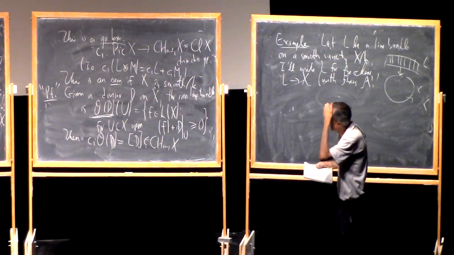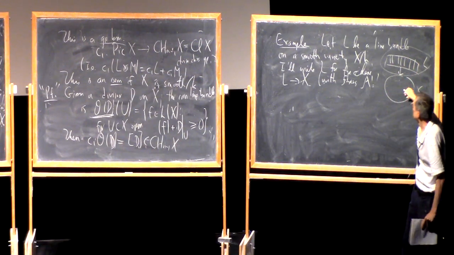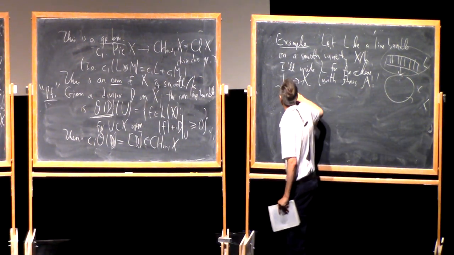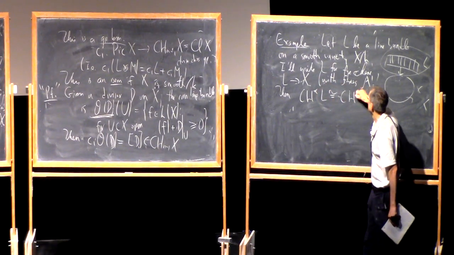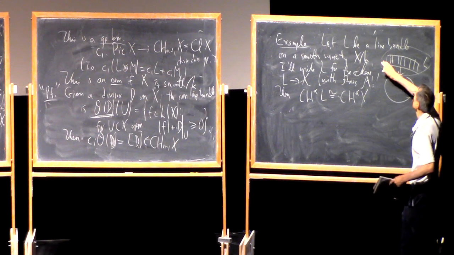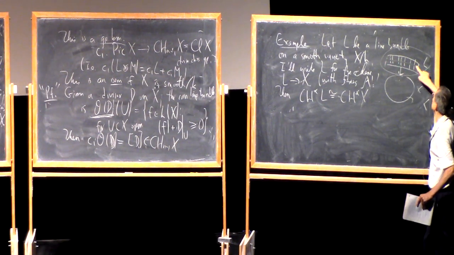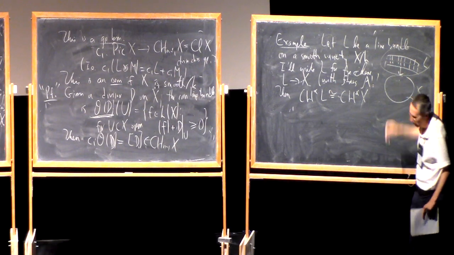In this situation, we know what the Chow groups of this scheme are because that's an affine space bundle over X. The Chow ring of L is just isomorphic to the Chow ring of X. So to speak, homotopy invariance tells you that. But an interesting question that sometimes comes up is, what if I remove the zero section? The zero section is isomorphic to X.